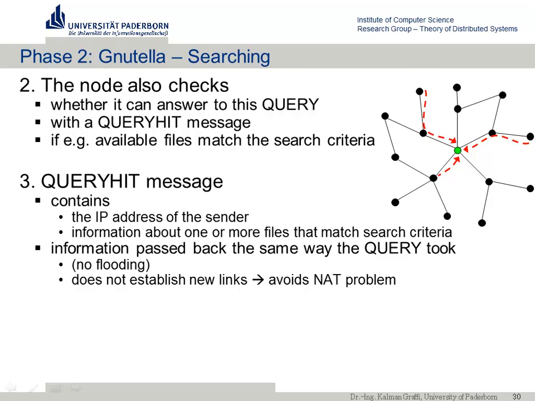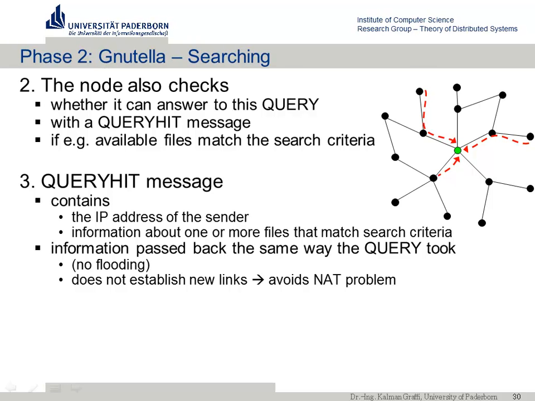The searching. In this part, the node again sends out a query message, and the query message is flooded with a time to live like we saw before. Now, when a peer has a valid hit, then he adds the IP address of the sender, so who he is, and which files match the criteria. So if you're looking for, again, Britney Spears, or nowadays probably Lady Gaga, I don't know, then you might have various files matching that criteria.